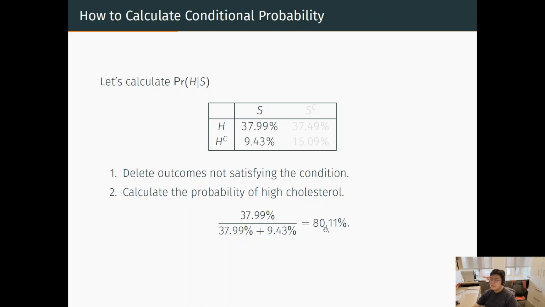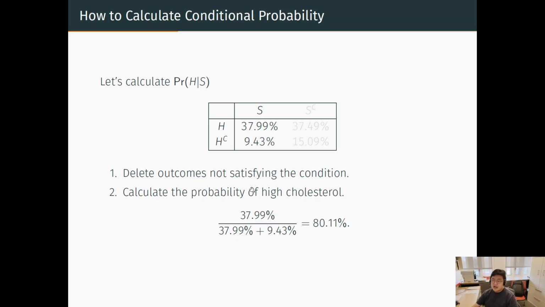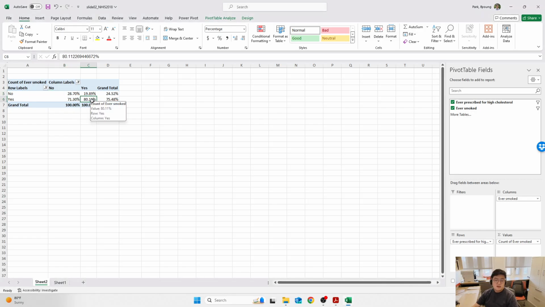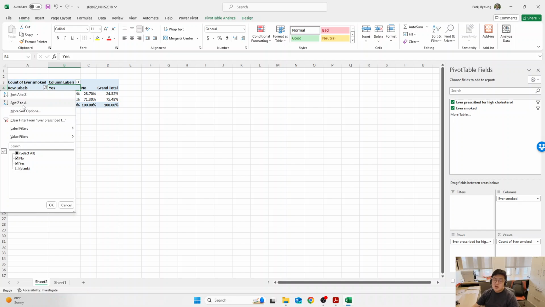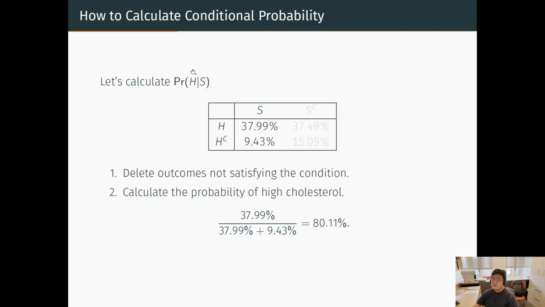Okay. So from here, you can see 80.11%. Let's check it. Right, same thing. The order of yes or no is different. Just in case you want to change the order, like no comes first because alphabetically no is first, you may change it like this. Sort Z to A. Then you may change the order of yes and no. Then you get 80.11% as a conditional probability. That's exactly what we get here. Okay, so it does not matter.